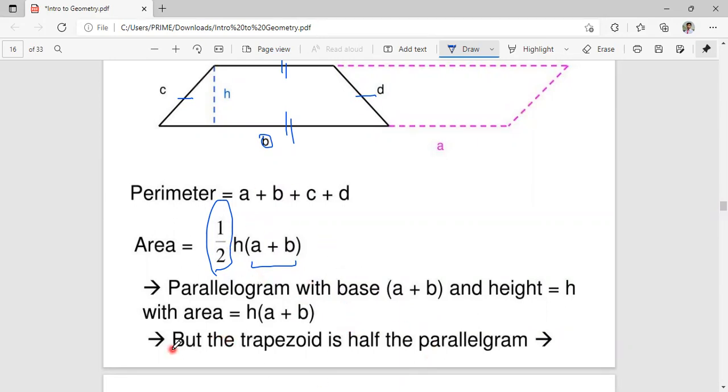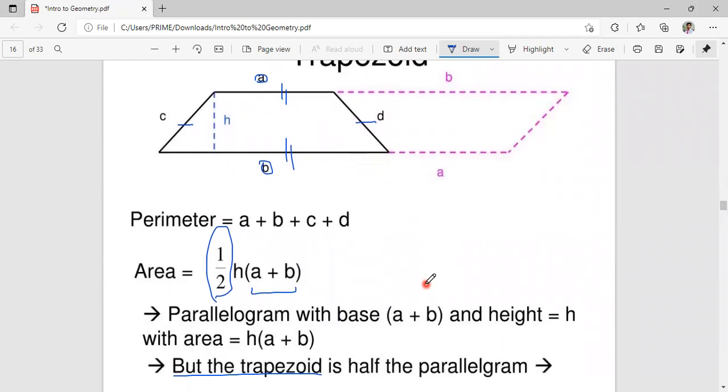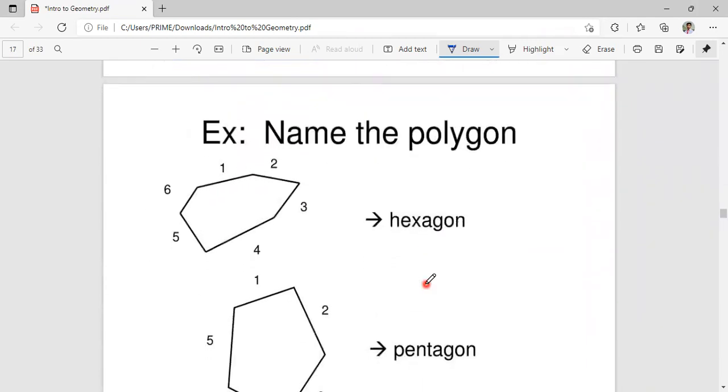So for this one, the trapezoid is half of the parallelogram. So here you go, we have this shape over here. Okay, move to the next one. We have some shapes over here.